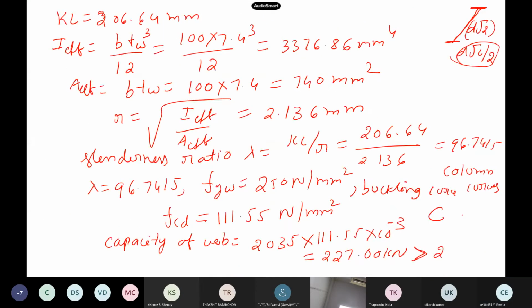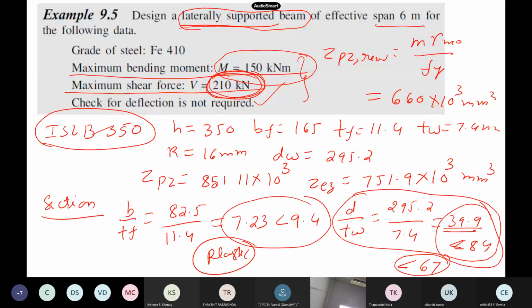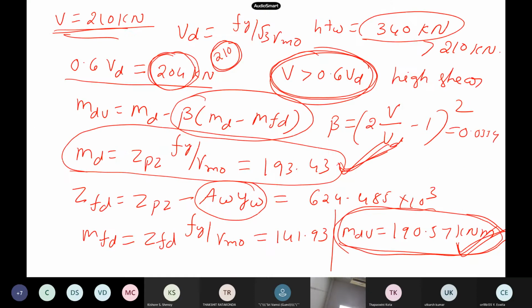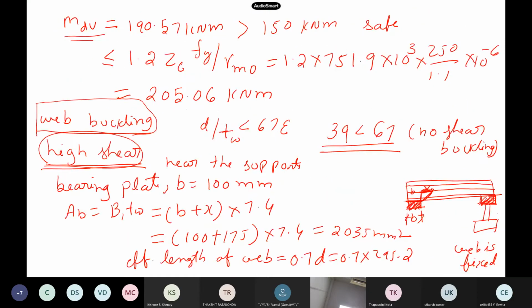So now what is your comment? Whether the web will buckle or not? Is it safe or unsafe? Safe. Suppose it turns out to be unsafe, what will you do? You will change the whole section and do the problem from the starting. Instead of ISLB 350, you take some other section.